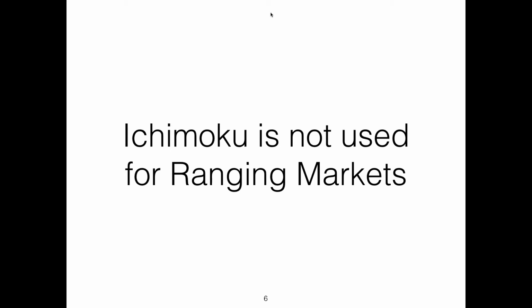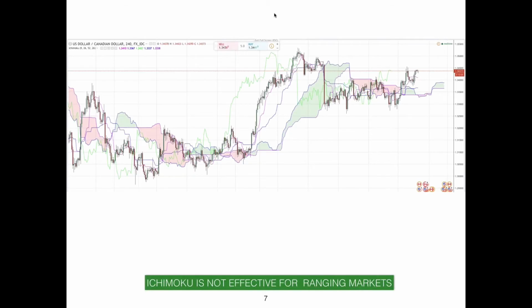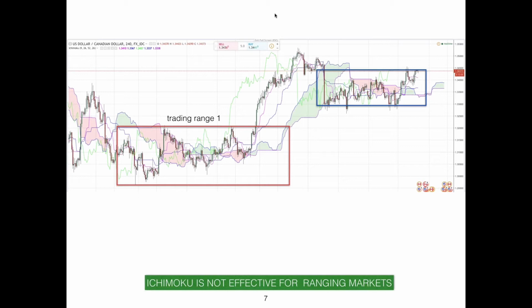However, it must not be used for ranging markets because it will create many false signals. This USD-CAD currency pair shows some sideways movement within its chart. Here are the two areas where price traded within a range. Could you use Ichimoku to profit within this range? The answer is no. Ichimoku is not effective for use in ranging markets.